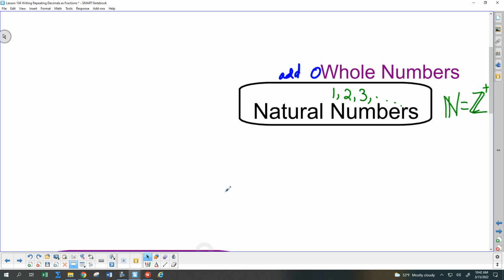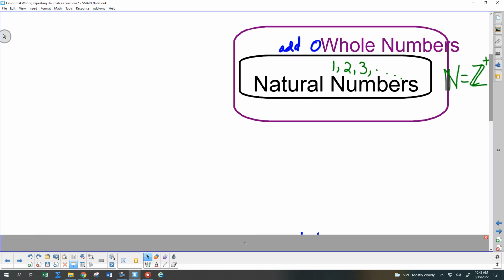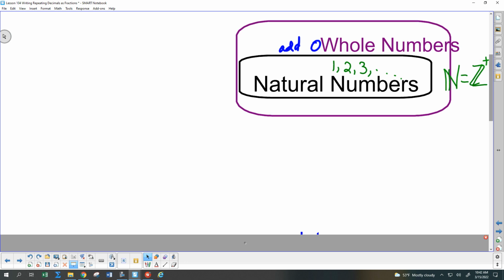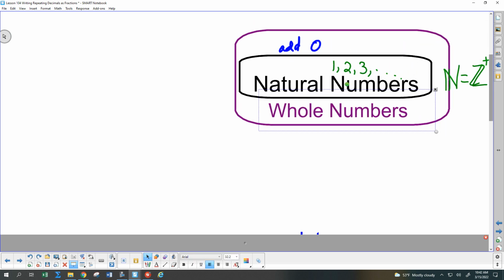And so I'll put a bigger circle around all of that, maybe. So if we take all of those, let's see, maybe I can pull my word down here. If we just add 0, then those are the whole numbers. And we don't really have any good letter for that. I'm not sure why not, we just don't.